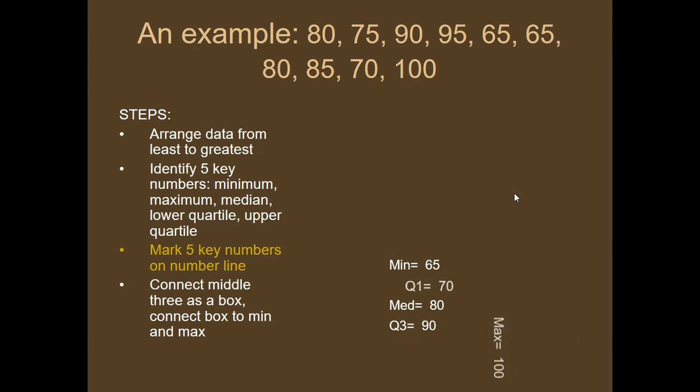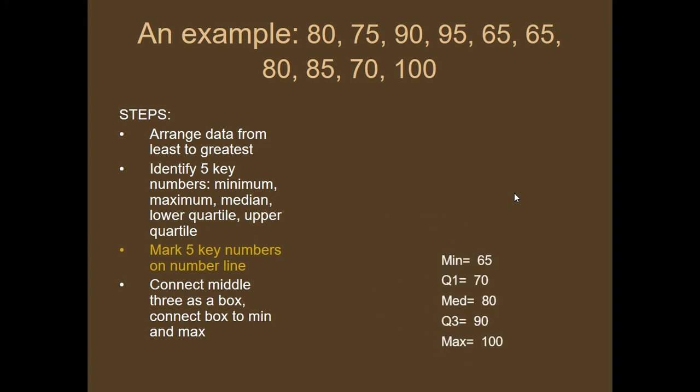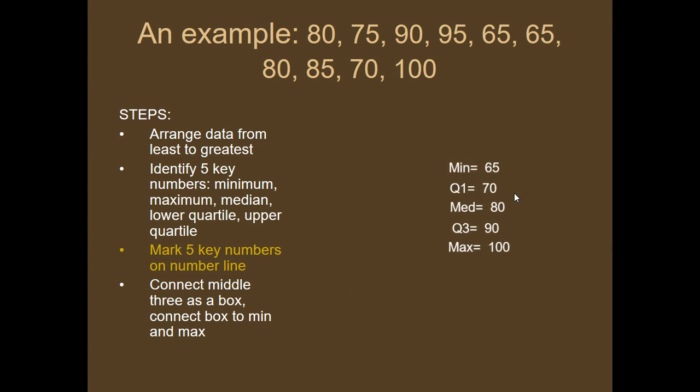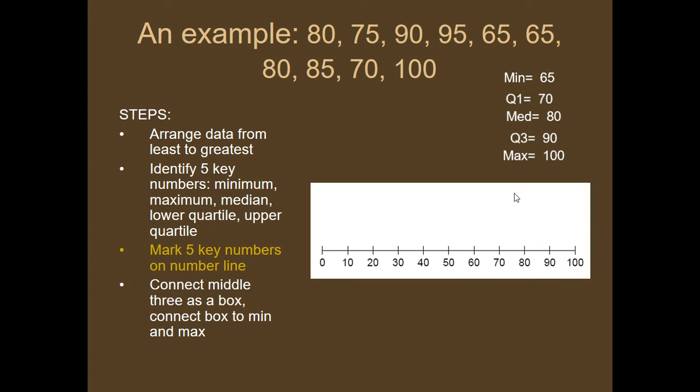All right, the next step is to mark the numbers on the number line. There's the number line. I'm just going to make a line for each one of those. There's 65, 70, 80, 90, and 100. Now, the one example that I showed earlier was a dot and a dot. You can do that if you prefer. I like the lines because they're all the same.